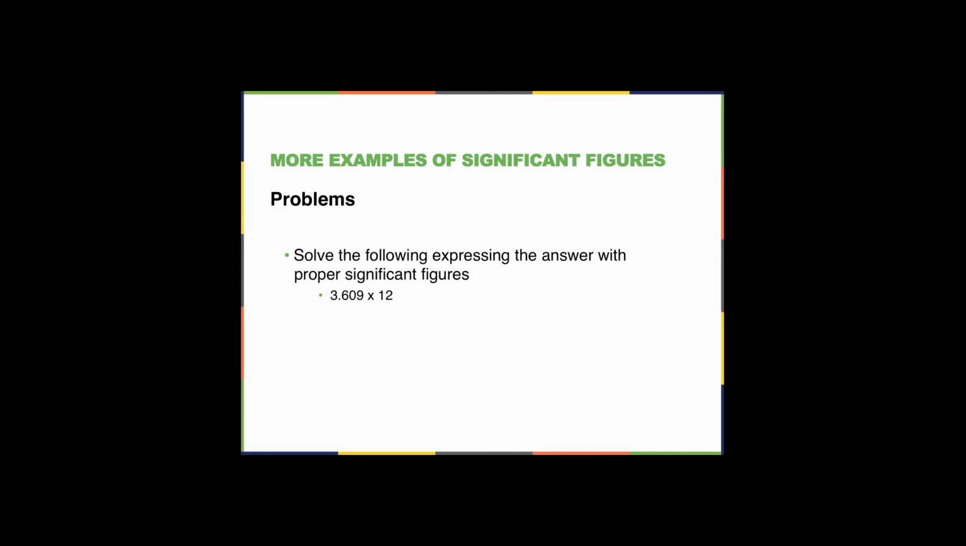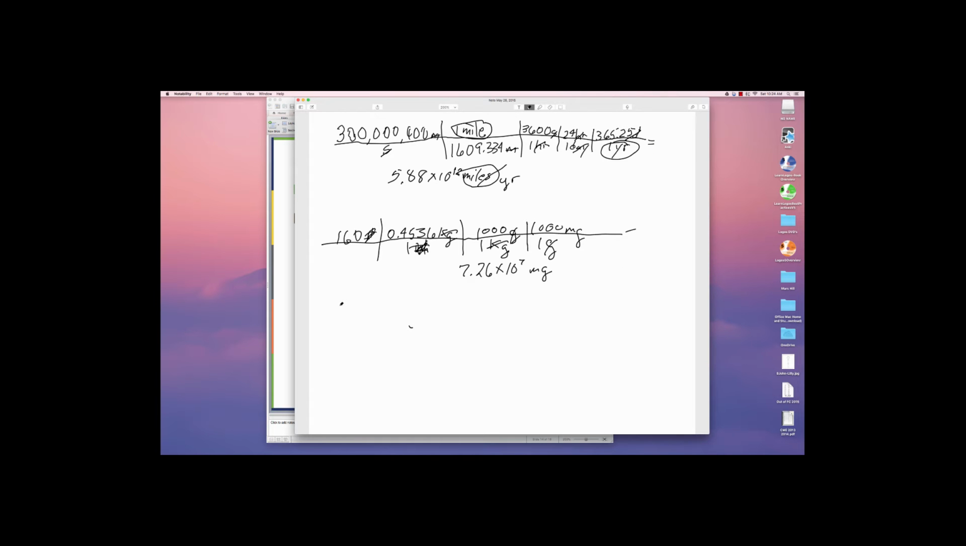So we have 3.609 times 12. All right, let's look at 3.609 times 12. How many significant figures are here? Answer that in your head. It's 2. And here, this 0 is between two non-zero numbers, so it is significant, so there are 4. 4 versus 2, so the answer can have no more than 2 significant figures.